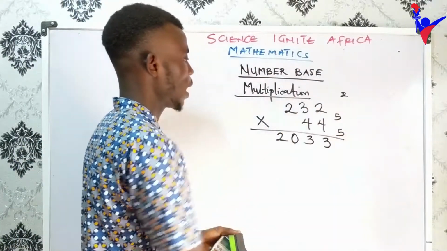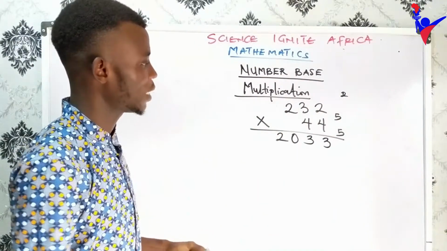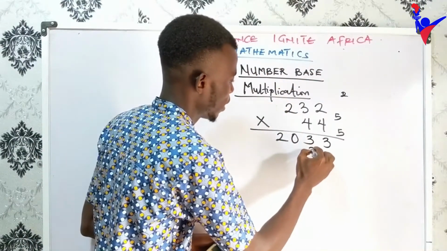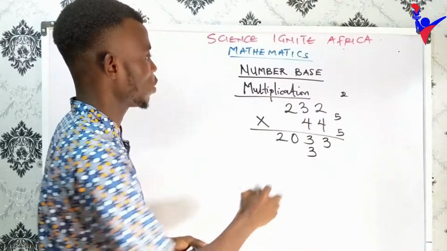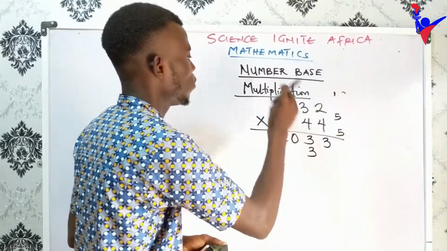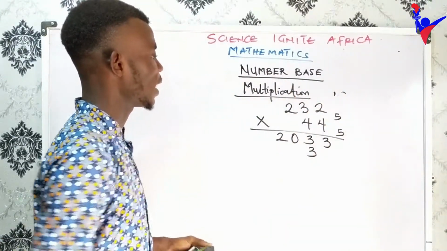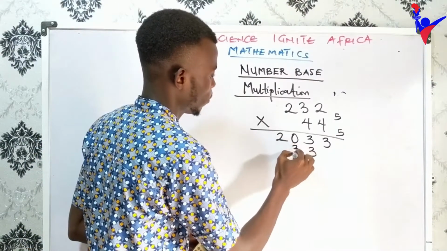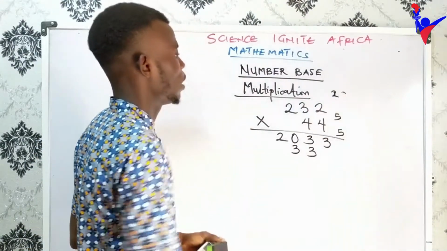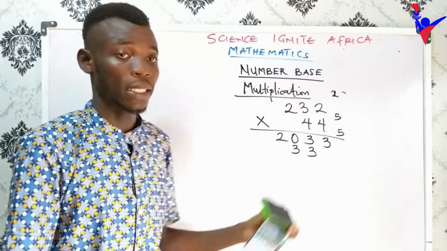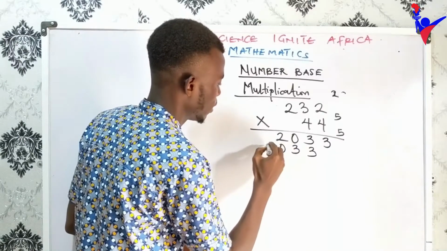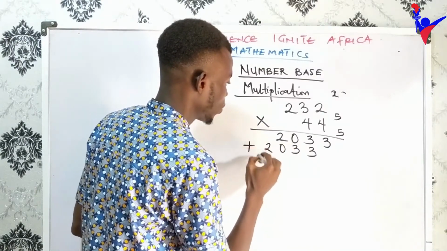This 4 multiplied by 2, that is 8. 5 in 8 is 1 remainder 3. Alright, we keep our 1 again. 4 times 3, that is 12, plus 1, 13. 5 in 13 will be 2 remainder 3. Then 4 times 2 is 8. 8 plus 2 is 10. So that will be 2 remainder 0. Then we add together.